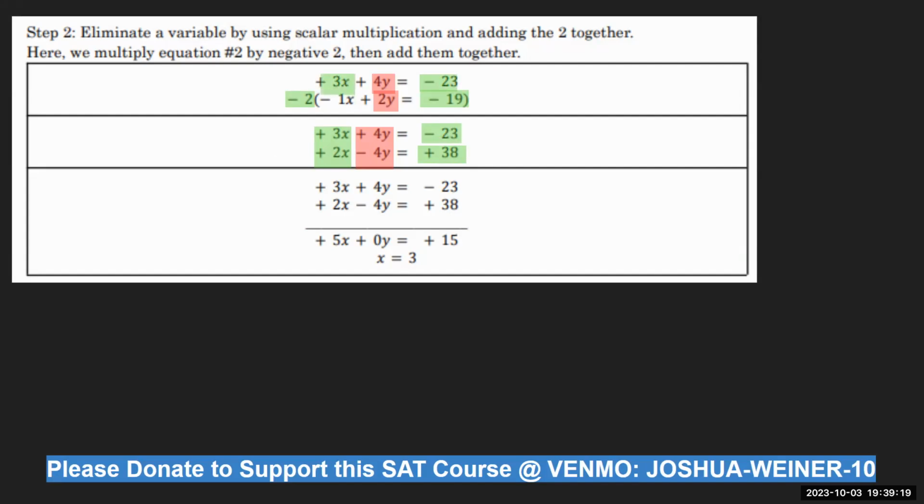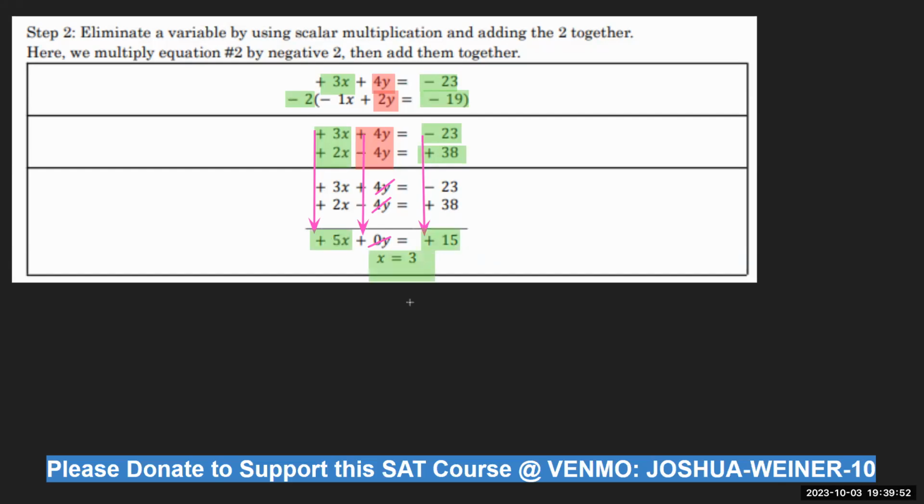But now, we can move through the columns vertically. When we add equation 1 and equation number 2, we see that 4y cancels negative 4y, and we have 0y here, and 5x equals 15, which means that we now solve for variable x equals 3. 5x equals 15, and x equals 3.